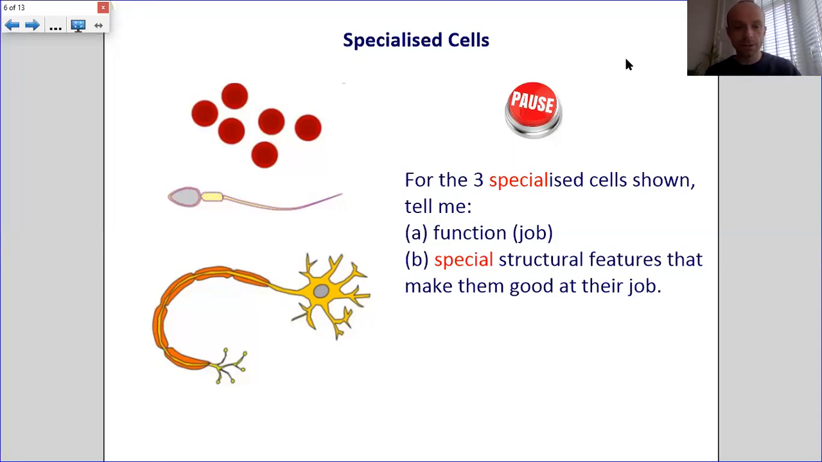Sperm cell, you probably talked about streamlined shape. It's obviously, its job is to swim to the egg. So being streamlined helps. Long tail also helps it to swim. And then at the bottom, we've got nerve cell, which tend to be quite long. They carry messages through the body, and they have generally quite a lot of branches in order to receive and send signals to different parts of the body.